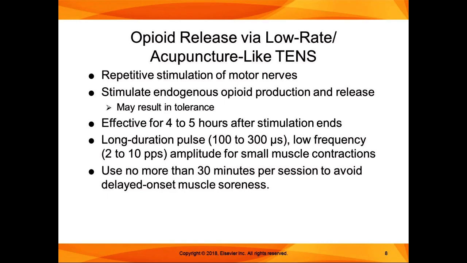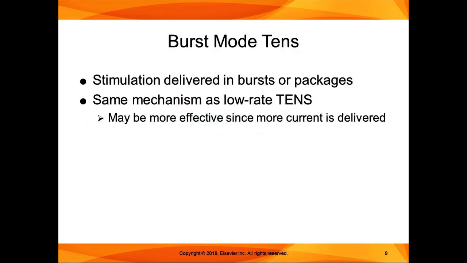So with the conventional TENS or the high rate TENS, we were going in the 100 to 150 pulses per second range. This is much lower frequency. So 2 to 10 pulses per second, you can feel each little pulse. You're usually going for tiny little muscle contractions, so you don't usually use it more than 30 minutes at a time to avoid delayed onset muscle soreness, because those muscle contractions, the muscle's going to fatigue.